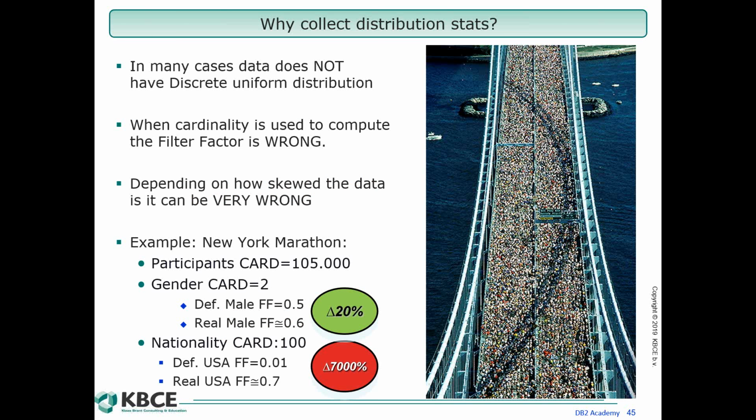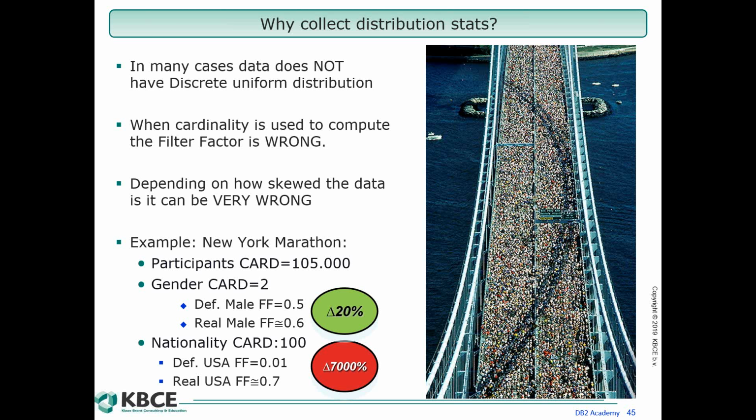So what are these distribution stats and why are they so important? Well, look here at the picture, right? This is the New York Marathon. Maybe you see Scott there in the middle. That's because he runs in the New York Marathon. In the New York Marathon, you have 105,000 participants. And well, I'm an old fashioned guy. How many genders do we have? Two, right? Male and female.